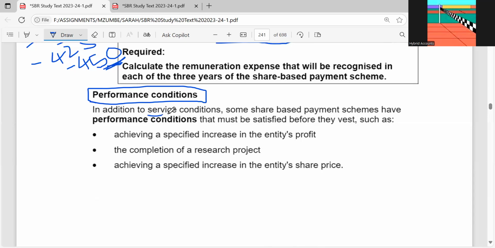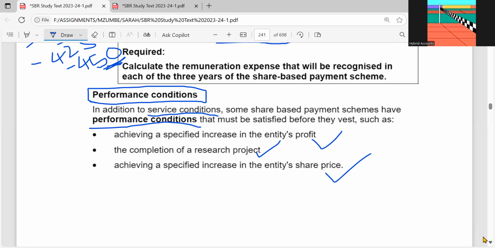So far, we have dealt with the service conditions, but we could also have performance conditions attached. The company may say, okay, maybe you stay with me, but make sure that the profit goes up by more than 20% so that we get the options. For example, achieving a specified increase in the entity's profit, completion of a research project, or achieving a specified increase in the entity's share price. So it really depends on what the entity has specified.